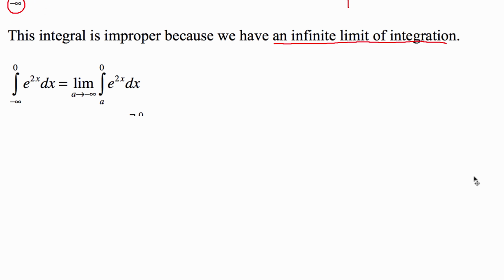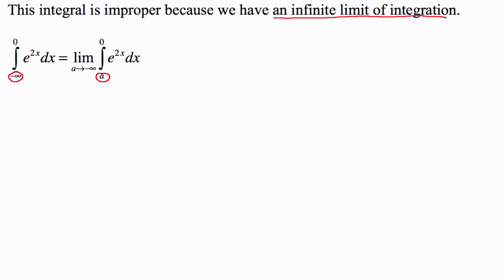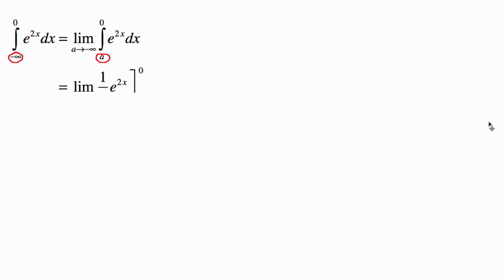So what we're going to do is use the limit process. We're going to replace infinity with an a. That's why we're going to invoke the limit process, and we're going to have a approach negative infinity. Now doing that, when you take the integral of e to the 2x, be super careful to make sure that you don't forget the 1/2. That's a common mistake that a lot of people will make.